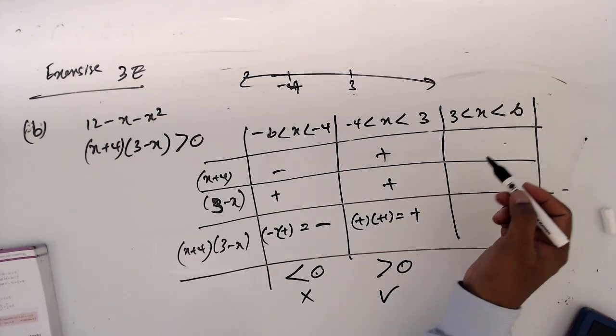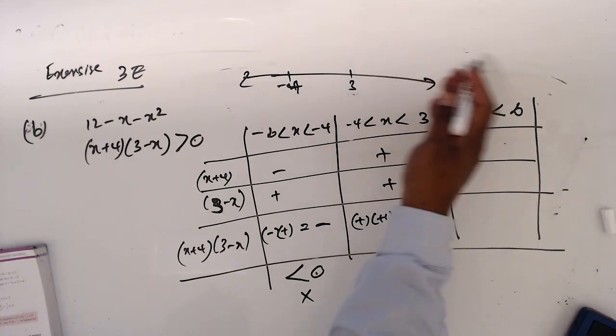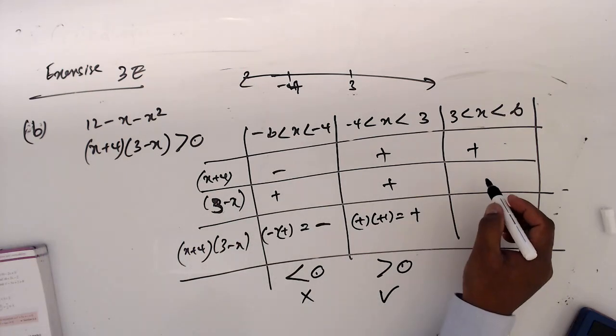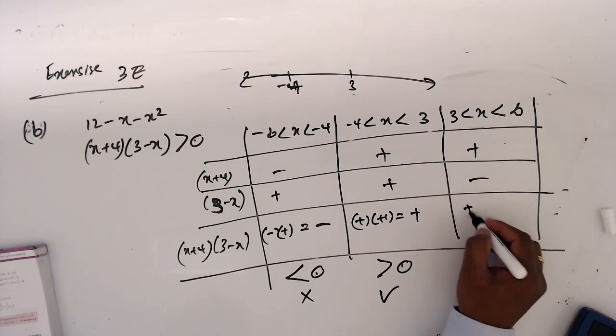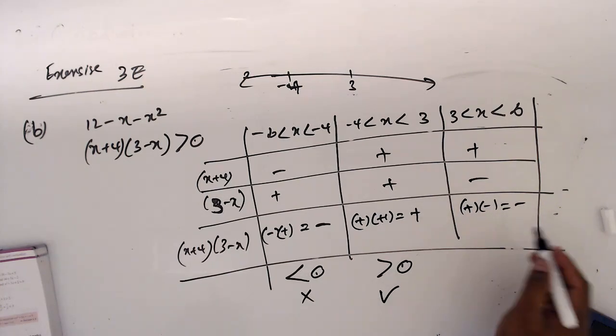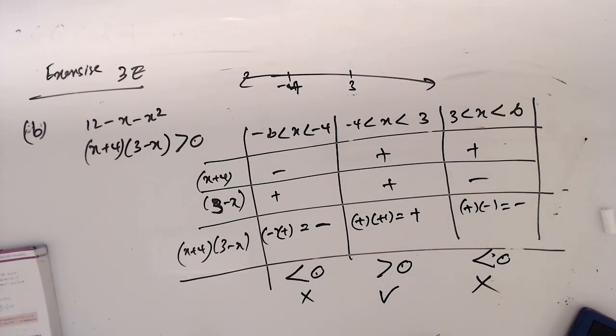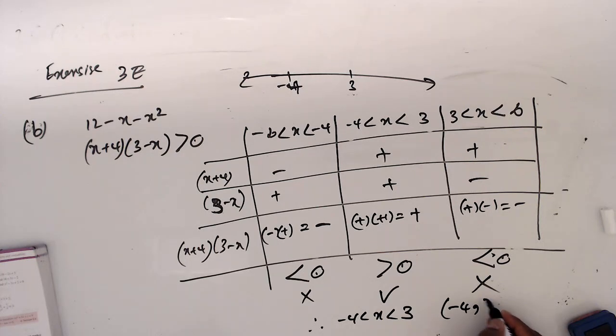It will match. Now take any number greater than 3, which is 10,000. 10,000 plus 4 positive. 3 minus 10,000 negative. So positive times negative equal negative. So this is less than 0. So this is not the area we need. So then the acceptable area is minus 4 greater than x greater than 3. Or you can write in this form as well, minus 4 comma 3.